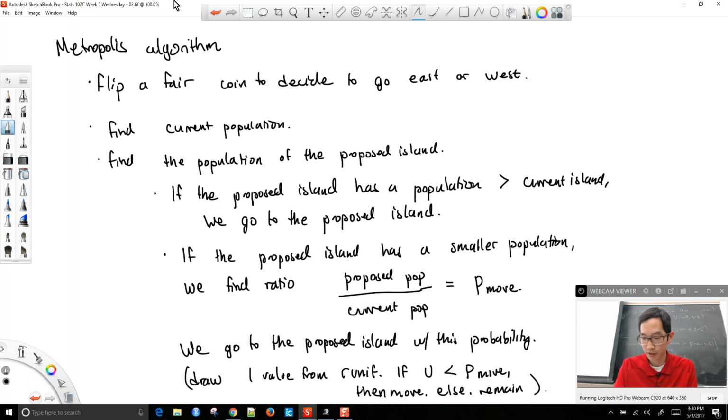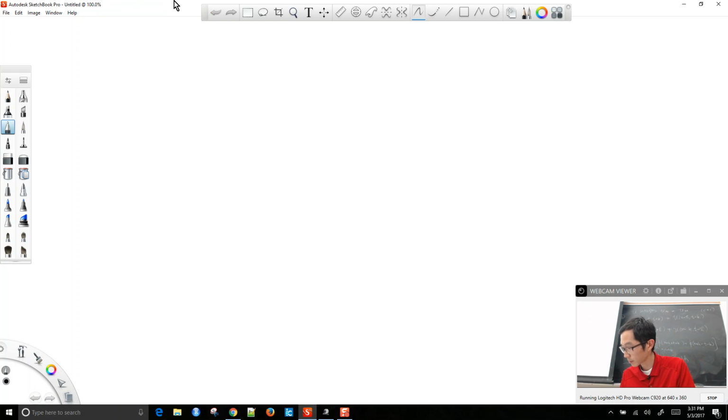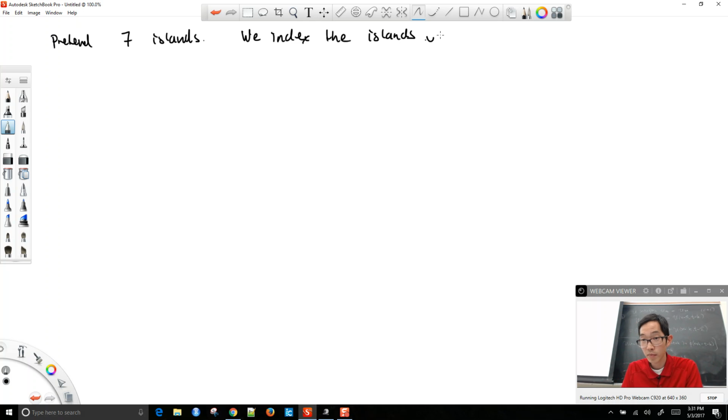All right, so let's try this out. In our example, we're going to pretend that there are 7 islands, and we index the islands with theta. So we have theta 1, 2, 3, 4, 5, 6, and 7.